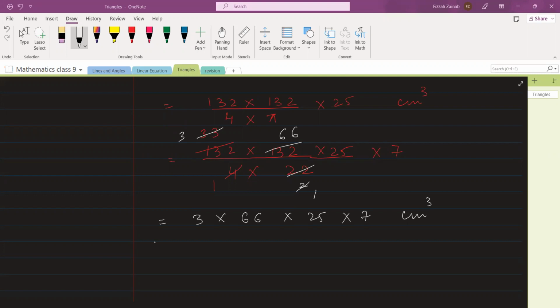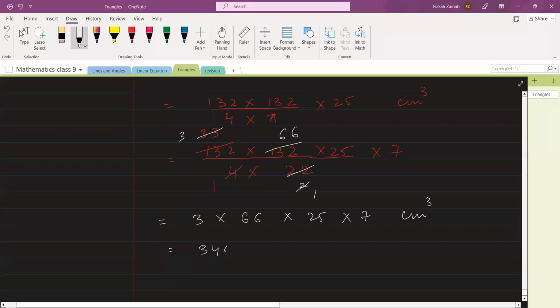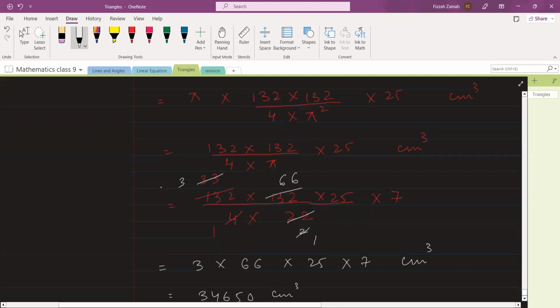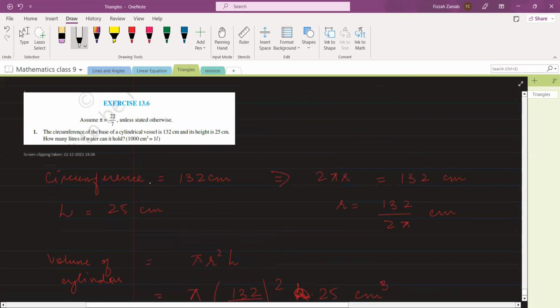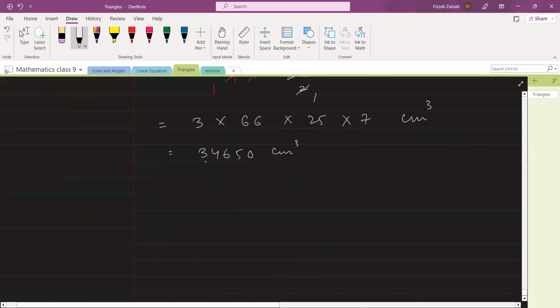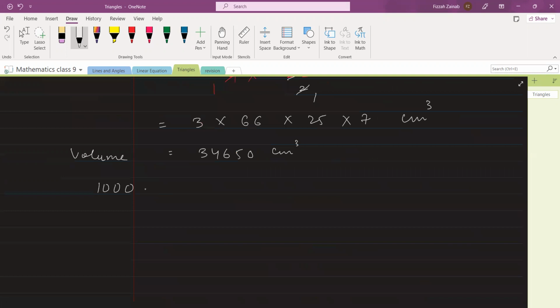And the answer is 34650 centimeter cube. Okay, this is volume. It will be in cube, right? Now you have to find the answer in liters. So how many liters of water can it hold? So you have to convert it. This is your volume. Now it is given that 1000 centimeter cube is actually equal to 1 liter. This conversion is given in the question. Clear?